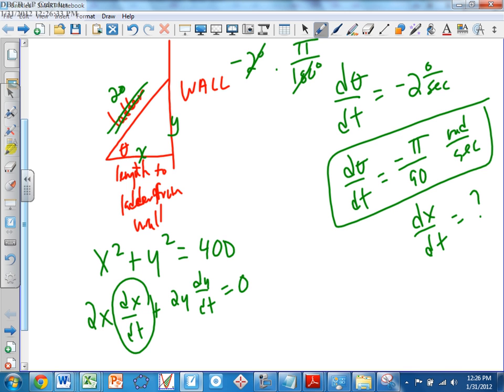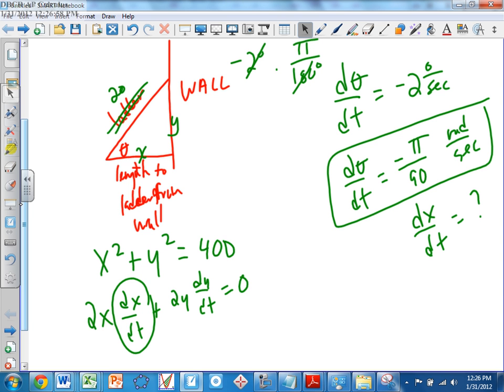So here's where SOHCAHTOA comes in. Here's what I want you guys to all think real quick. What do you want to get rid of? Which derivative do you want to get rid of? dy dt. Which derivatives do you want to really use? dx dt and d theta dt. I've got dx dt.